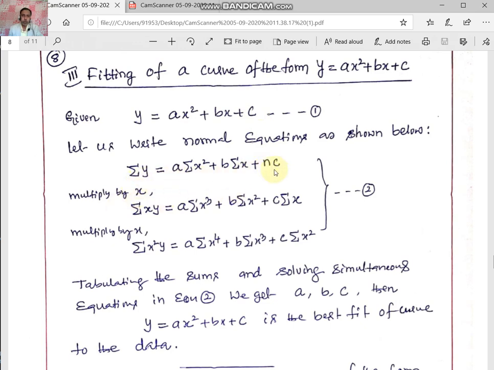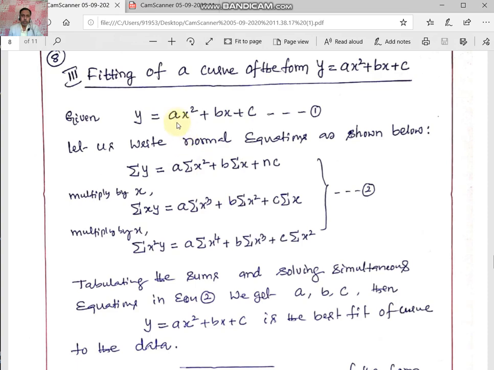Now this equation will be multiplied by x. Sigma xy is equal to a into sigma x cube plus b into sigma x square plus c into sigma x. Again this equation will be multiplied by x. So sigma x square y is equal to a into sigma x to the power 4 plus b into sigma x cube plus c into sigma x square. So these three equations are called normal equations to a second degree equation.